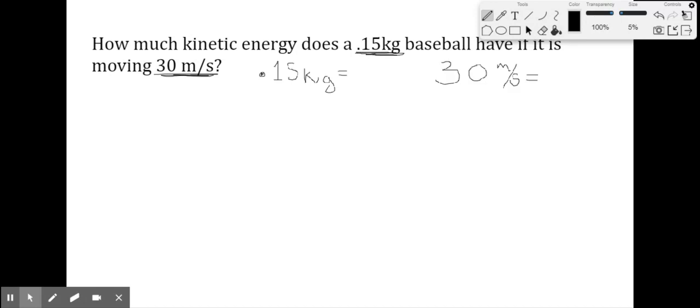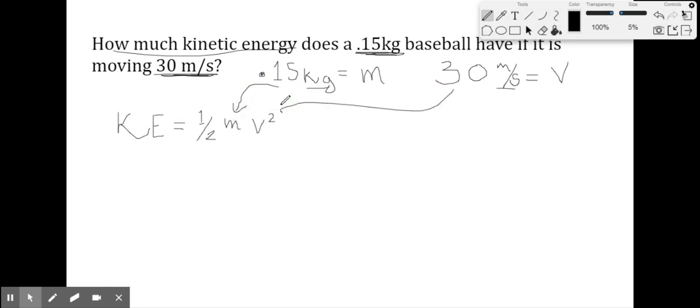All right, so you probably were able to figure out that since we have kilograms here, we must be talking about mass. And since I have meters per second here, I must be talking about velocity. And if I recall my equation for kinetic energy from the last slide, it is that KE, so kinetic energy, equals 1/2 times the mass times velocity squared. And now what I can do to answer my question of how much kinetic energy is I can just plug these numbers into my equation.